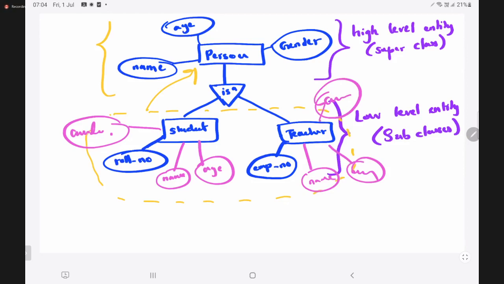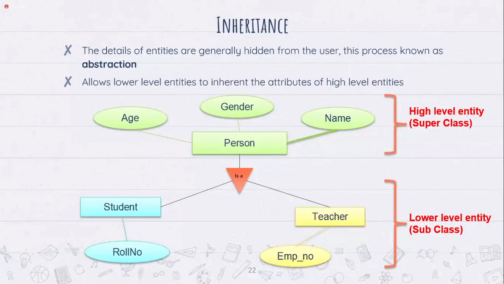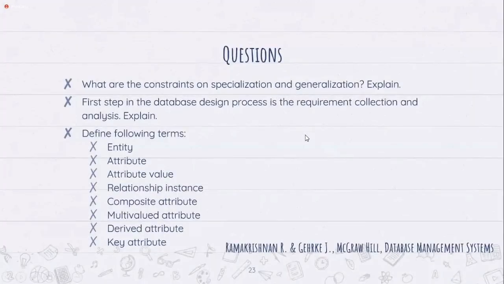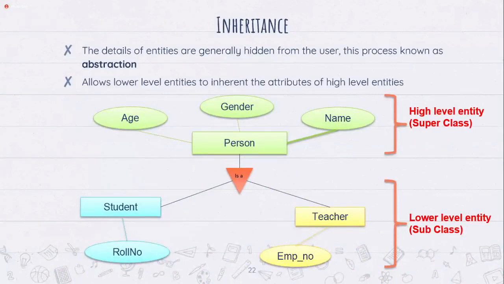Inheritance. The things of the one above belong to the one below. You inherit your father's and mother's features. You inherit your father and mother features. Right? Likewise. That is inherited.